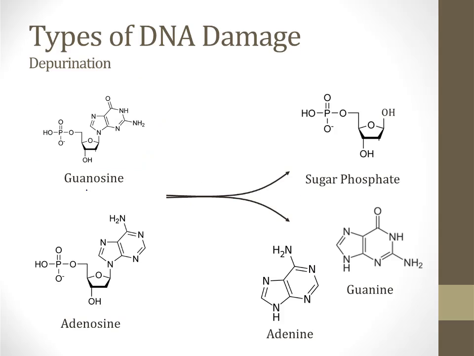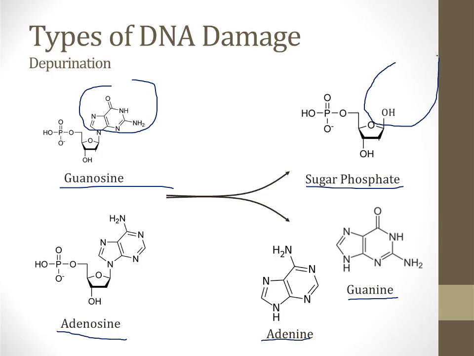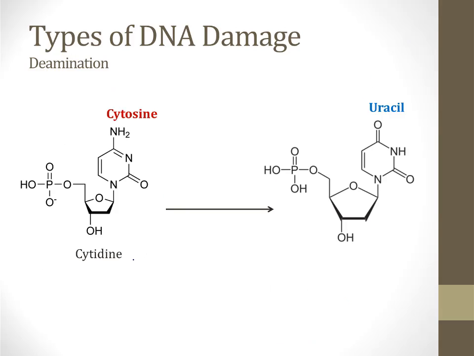So here's a picture to help you better understand depurination. Imagine that we have a guanosine nucleotide or an adenosine nucleotide that is part of a strand of DNA. If depurination occurs, the purine base will be lost and you will have either free adenine or free guanine. The sugar phosphate molecule will be left behind as part of the DNA strand without a purine base attached. Deamination usually occurs in cytidine. In cytidine, we have an amine group attached to the base, and if it is lost, that will create a molecule of uracil, and as you know, uracil is not normally found in our DNA.